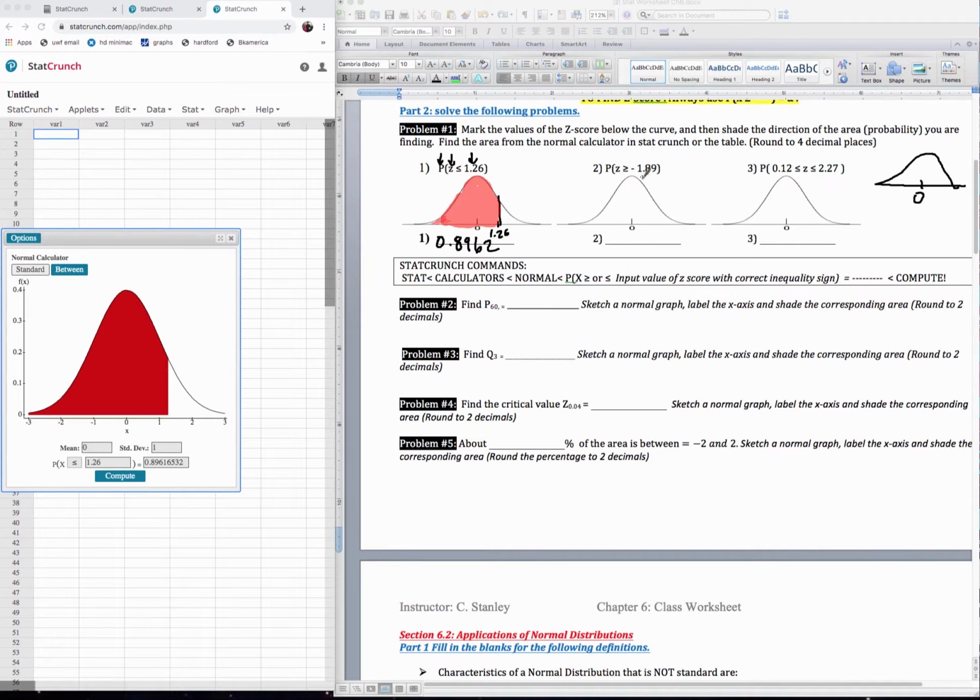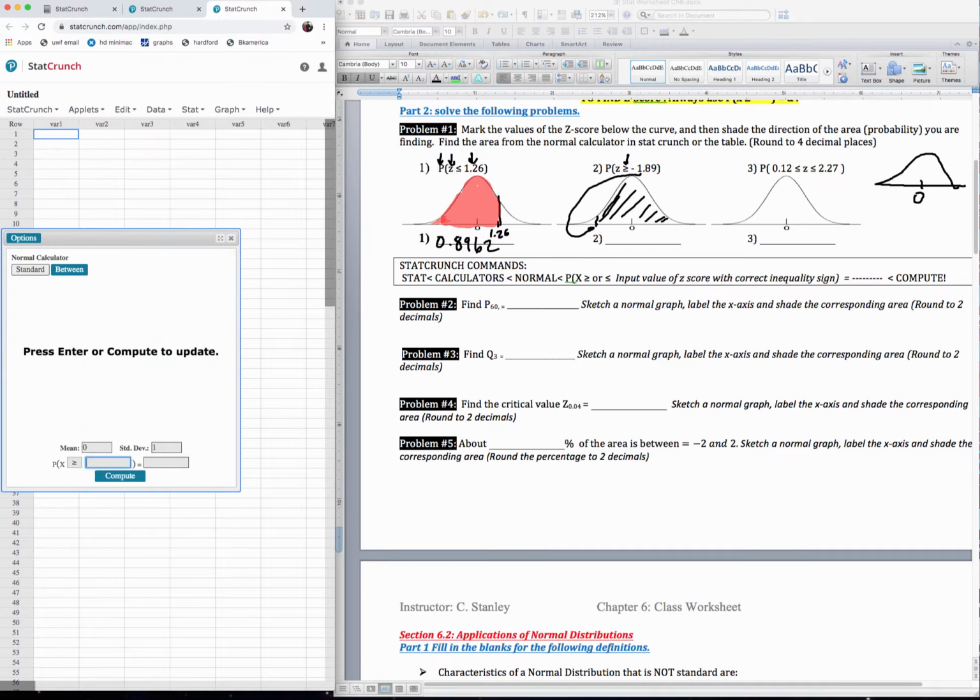Okay, so now this is greater than negative 1.89. Well, negative 1.9 is like way over here. That's that number right there. So I draw a line. This is a greater than sign, greater than or equal to. So I'm going to shade that side right there. And the way you do this is you just come over here and change this to a greater than sign. And then I just put that number in there, the negative 1.89, and then just compute it. So that's the answer for that one.